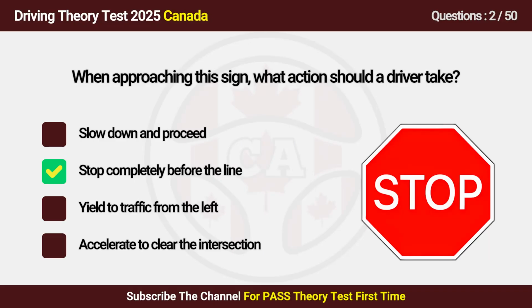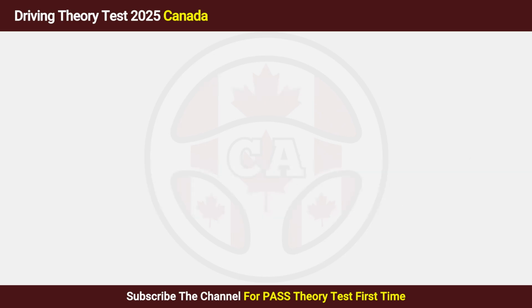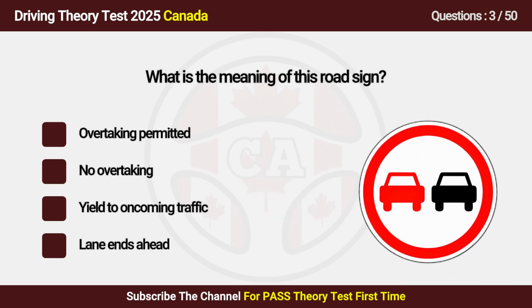Answer is B. Stop completely before the line. A stop sign requires drivers to come to a complete stop before the stop line, crosswalk, or edge of the intersection, and yield to all traffic or pedestrians. Question 3. What is the meaning of this road sign?